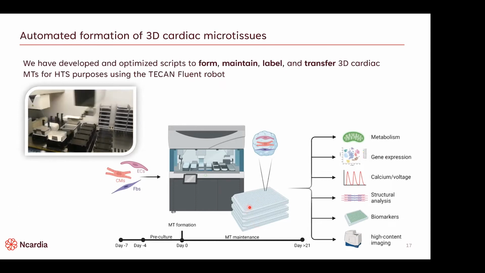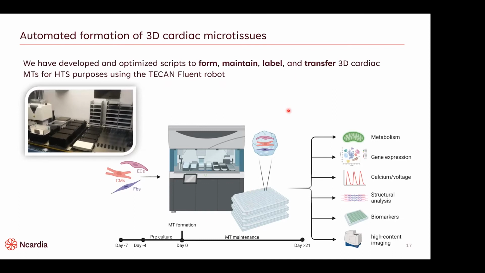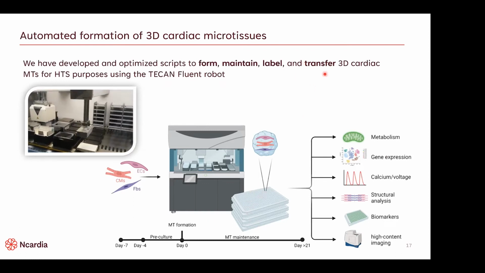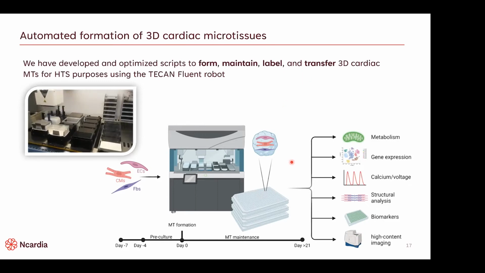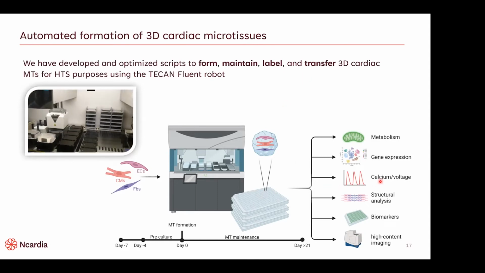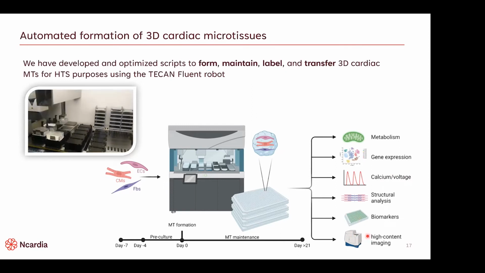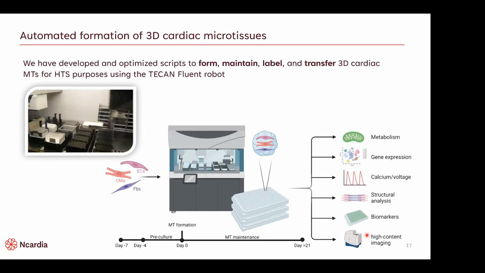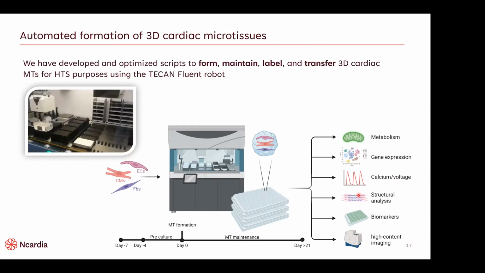So no need to transfer the microtissues, no need to manually seed the cells or to maintain the cells manually. And even if you would like to use another plate at the end, you can always transfer the microtissues also using the robot. So far, I've showed you some data about calcium, some examples with measuring voltage. We also looked at biomarkers. We are currently looking into high content imaging of these microtissues, but you can imagine, of course, that there are many possibilities to do functional analysis or structural analysis, gene expression.